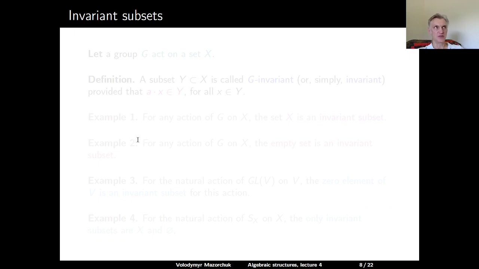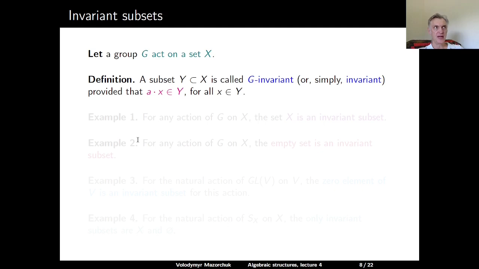Now let us talk about invariant subsets. Let G be a group which acts on some set X. Definition: a subset Y of X is called G-invariant, or simply invariant, provided that A applied to x belongs to Y for any element A in G and for any element x in our subset Y.